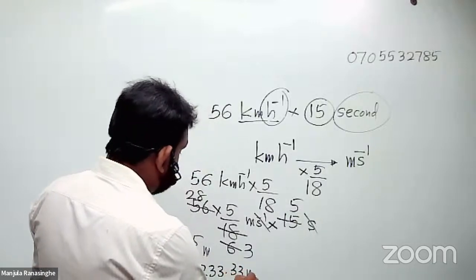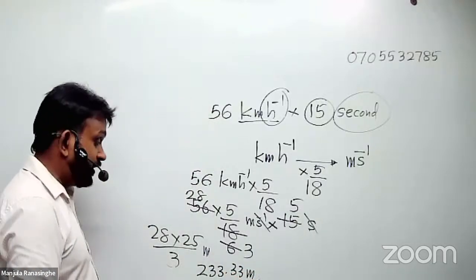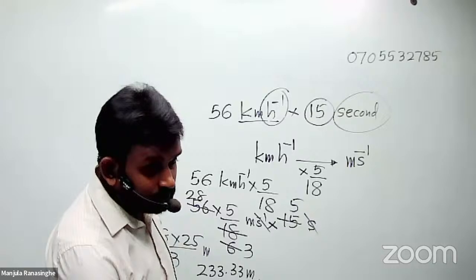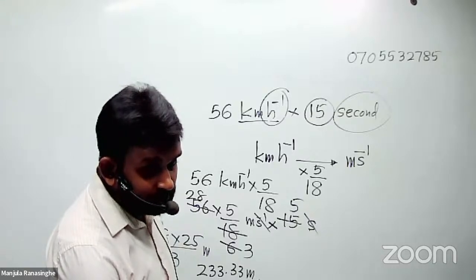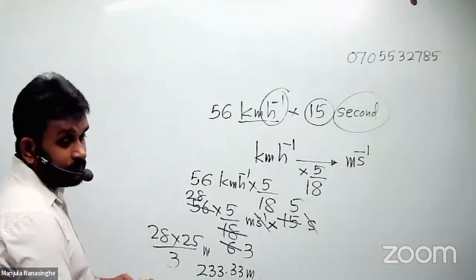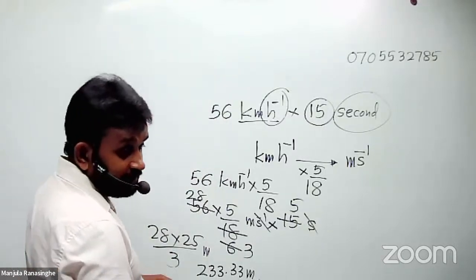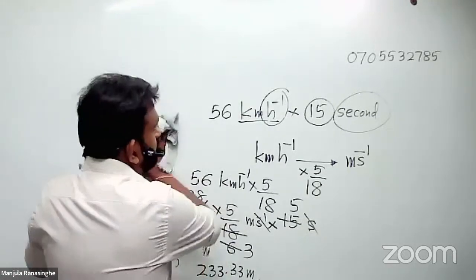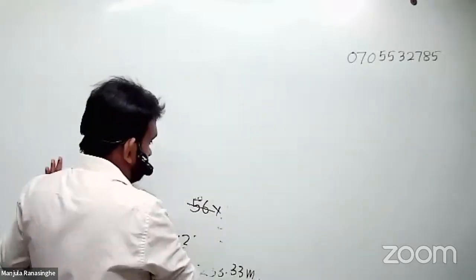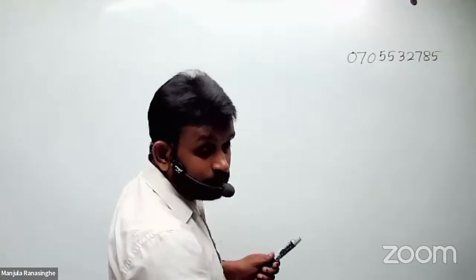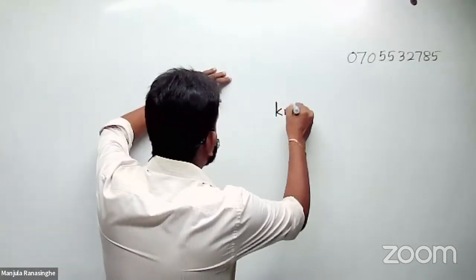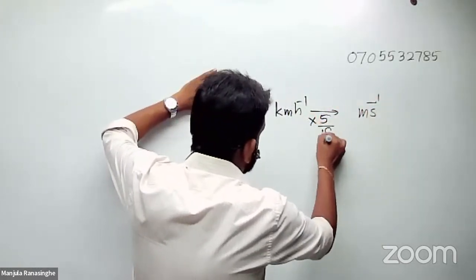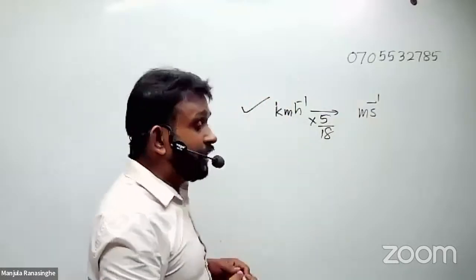233.33 meters. Likewise the answer is taken in meters. Okay, correct, the answer is 233.33, but in the exam normally a simplified question is given. So learn from this question what the concept is: kilometer per hour is converted to meter per second by multiplying with 5 upon 18. That's a rule you have to learn.